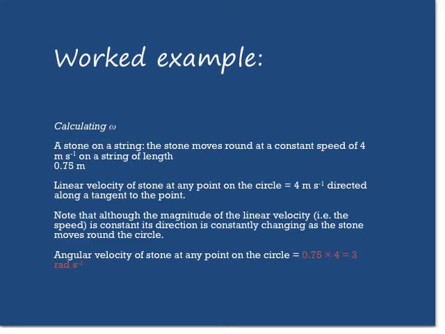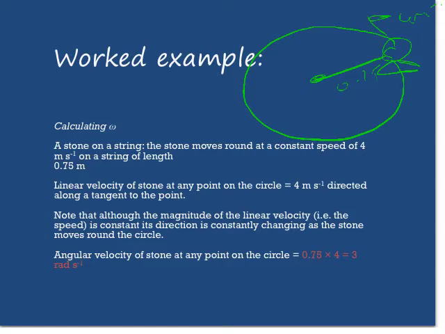Okay, so here's a weak example. We've got a string with a stone on the end, okay? So you're holding the stone essentially in the middle, and here's your stone, and it's going around in a circle. It's moving at a constant speed of 4 meters per second. So in a straight line it'll travel at 4 meters per second on a string length of 0.75 meters. Linear velocity at any point is going to be 4 meters per second.